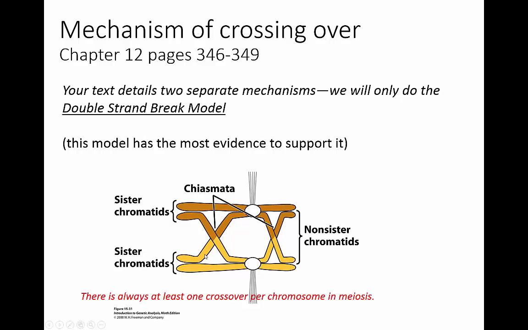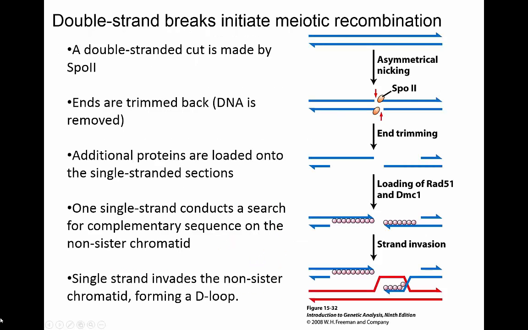So let me remind you that crossing over occurs between non-sister chromatids. The way this happens is shown here. So we've got two non-sister chromatids, and the blue one, these two lines are just the two strands of that double helix DNA, and the other non-sister then would be shown in red down here.